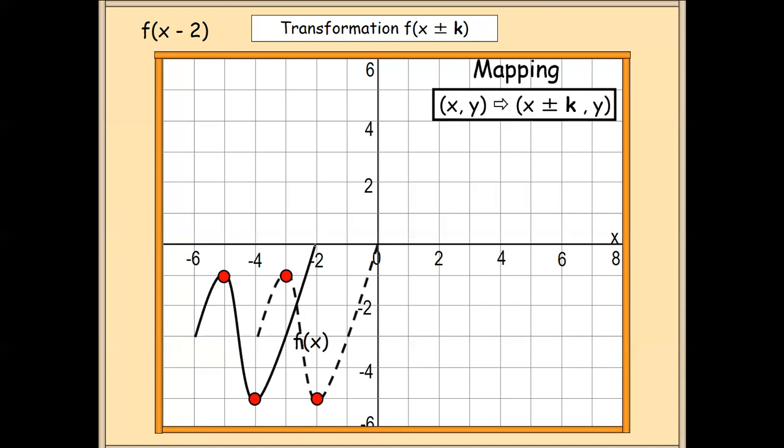Okay? So to map it, in this case here, I've been asked to do f of x plus 4. So I'm going to move it to the left by 4. So every point, I'm going to move them by 4. And then you end up like this. Okay.